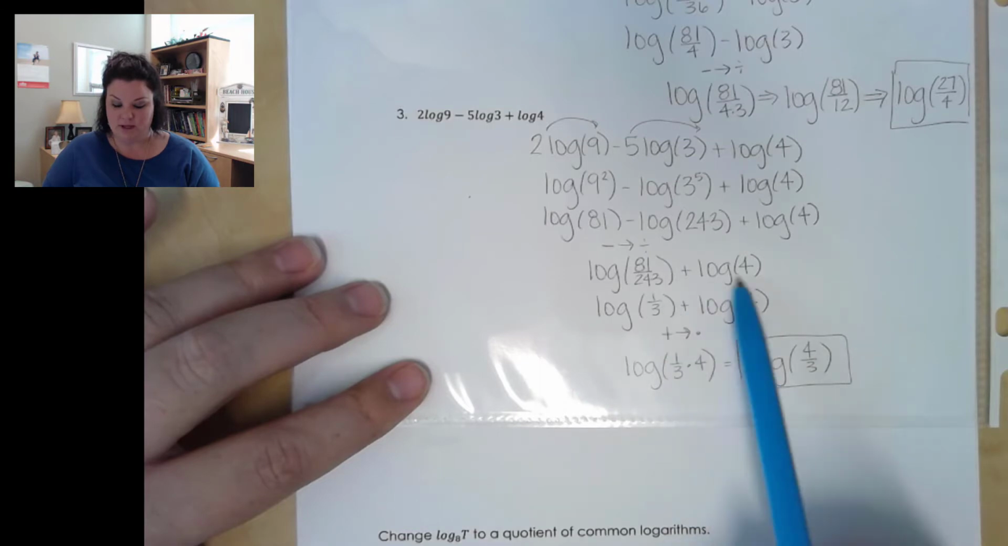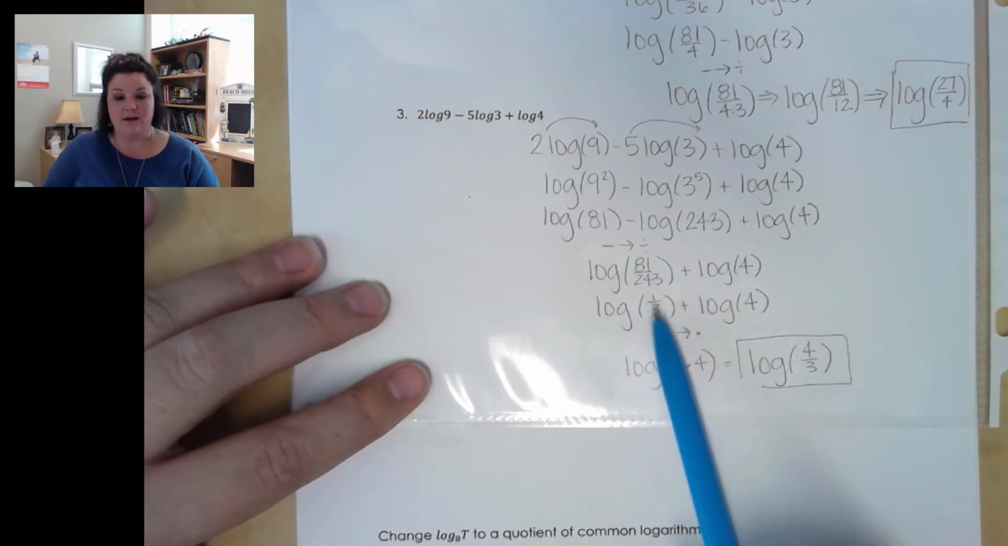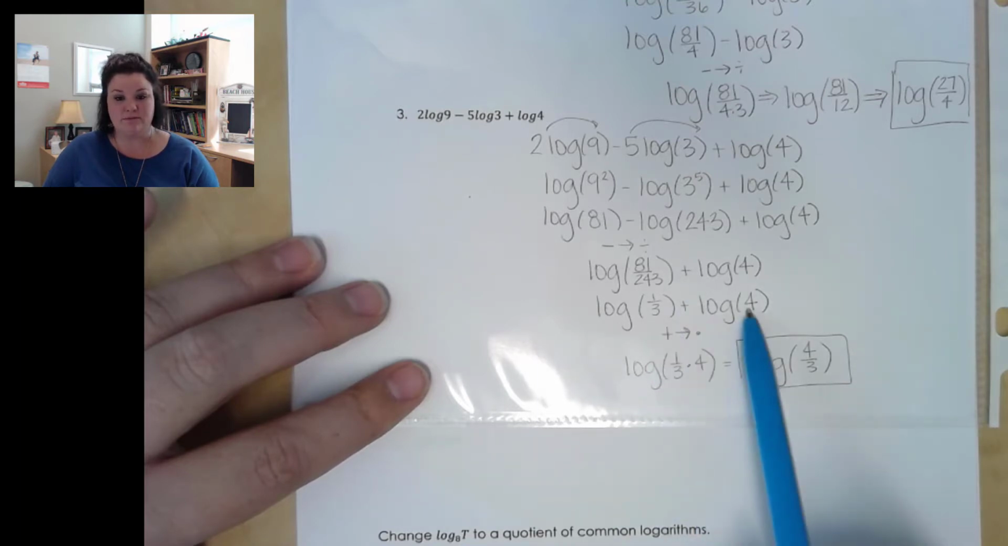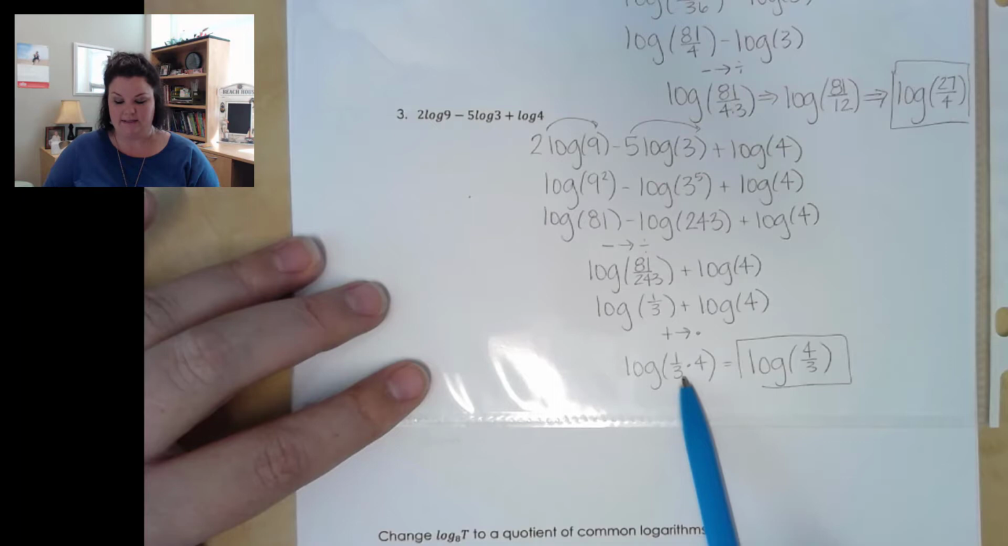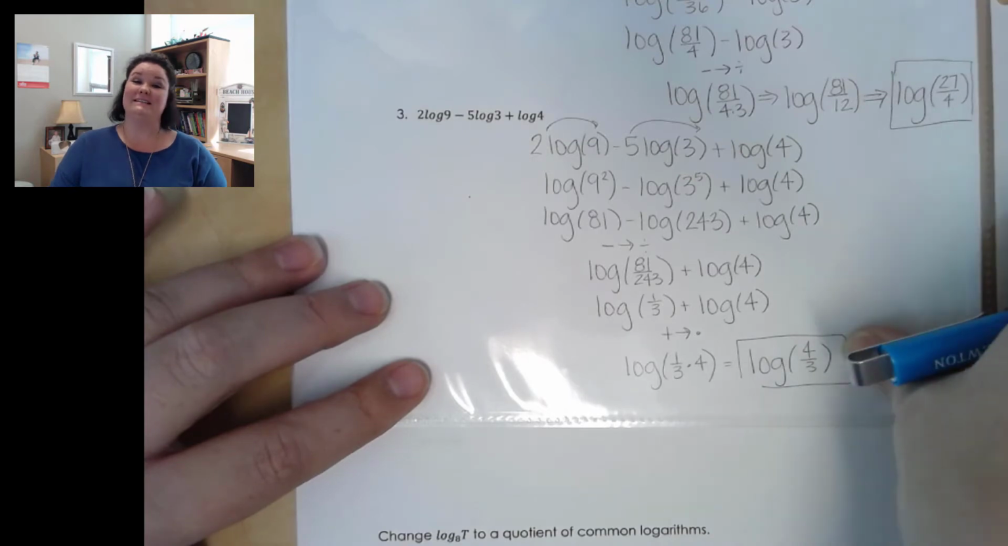So I need to multiply these inside numbers. This one I went ahead and simplified on my calculator to 1/3. So when I multiply 1/3 times 4 to condense it, I end up with log of 4/3. Okay, so we've talked about expanding, we've talked about condensing.